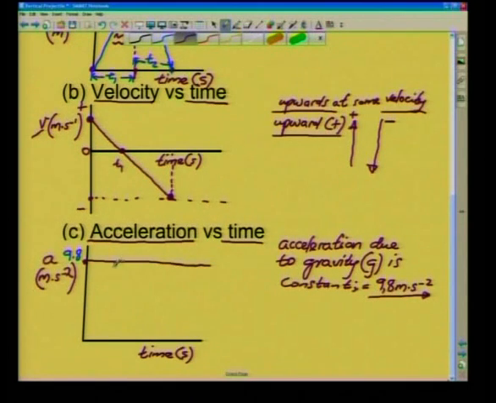So at t1, it's 9.8 meters per second squared. At t2, it's still 9.8. At t3, still 9.8. At t4, still 9.8, because it is a constant, it does not change. So those are the graphs of motion that we need to know when we are looking at vertical projectile motion.